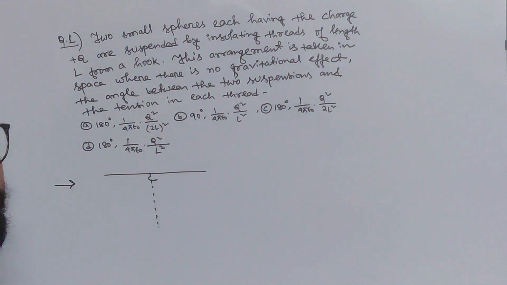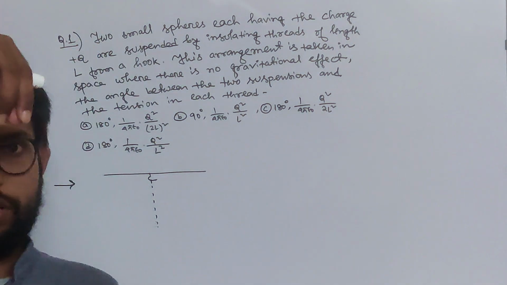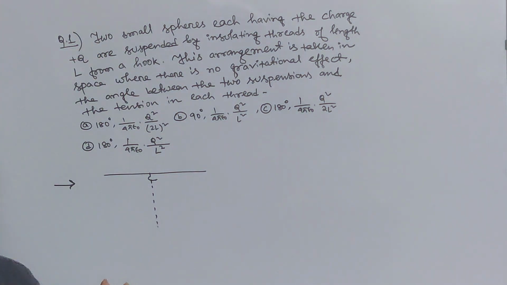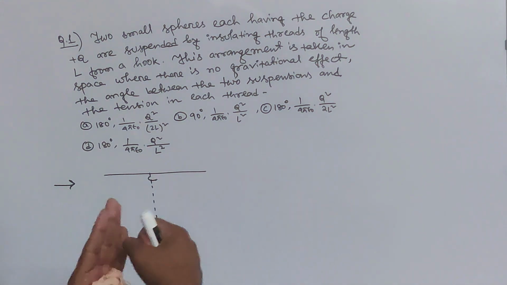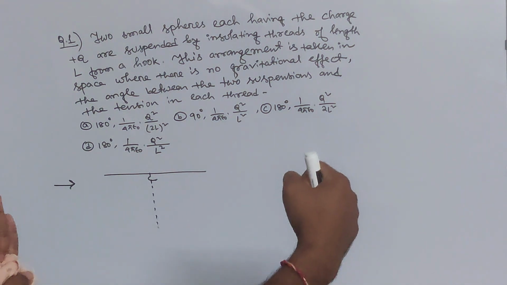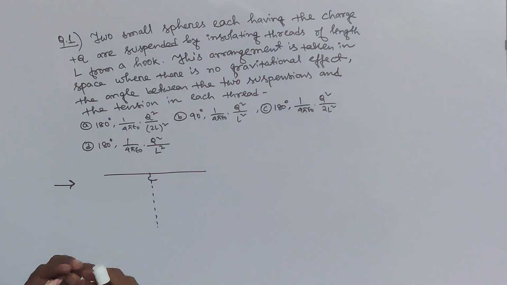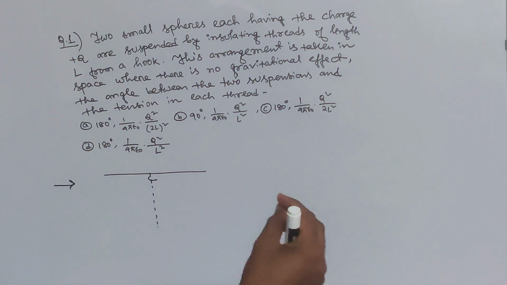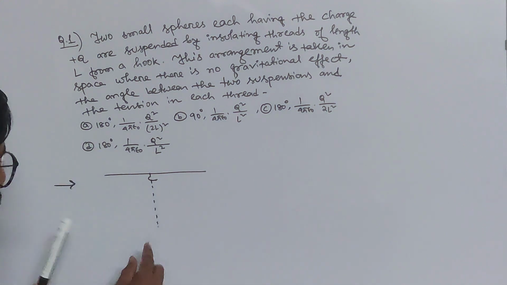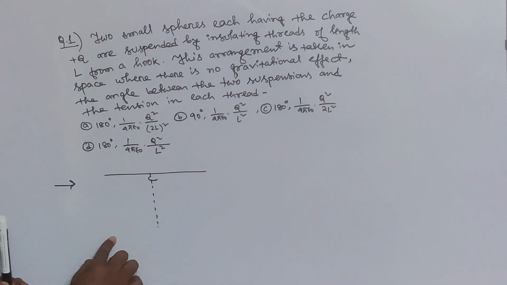will be repulsion between these two balls, right? If you suspend two balls, they will not be at the same position. They will repel until the resultant force on these two balls becomes zero. So if there are two balls, one ball will go this way and one ball will go this way, right?